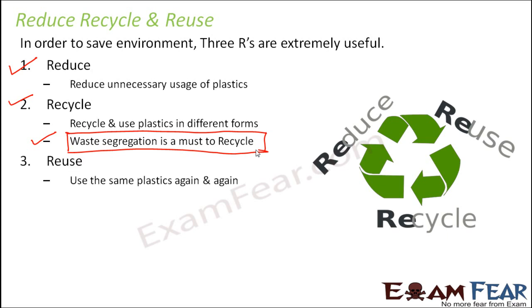The third one is reuse. Use the same plastics again and again. Let's say you went to the vegetable shop and bought some vegetables, and they gave them to you in a plastic bag. You brought it home. Now try to use the same plastic bag a couple of times, as long as you can, so that you are not unnecessarily utilizing other plastics.